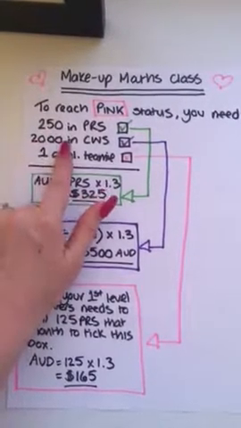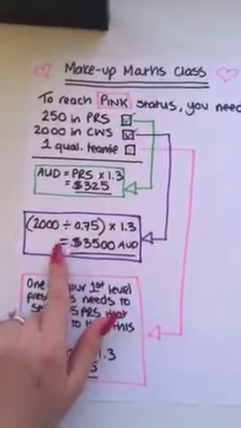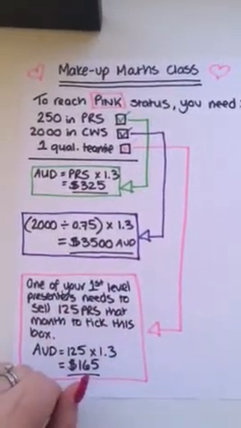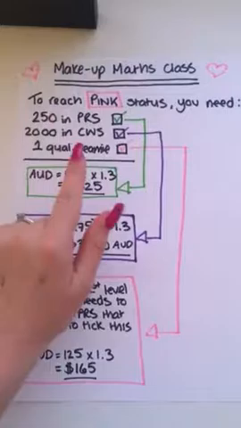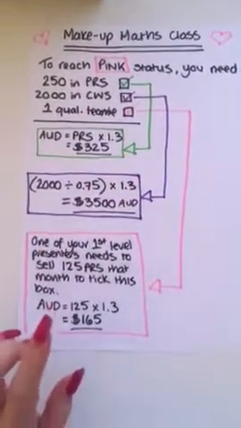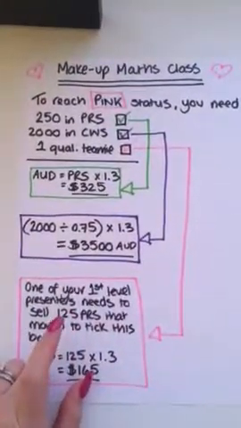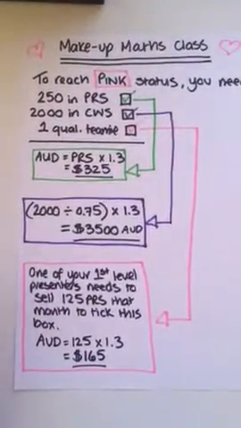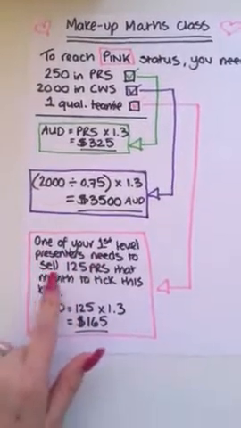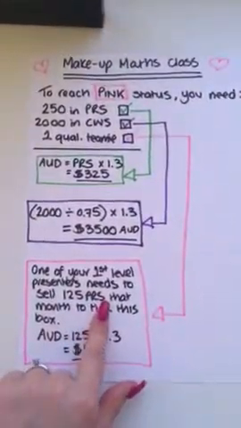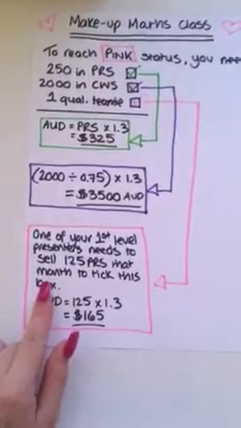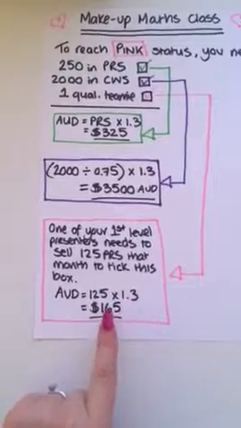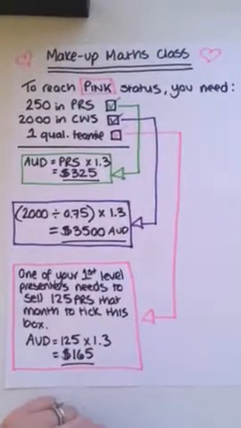For pink status, you need 2,000 in company sales. So you and your entire downline need 3,500 Australian dollars to tick that box, and you need one qualified team member. That's one of your first level presenters, so one of your personally sponsored, or someone who's rolled up to you if their sponsor left. One of your first level presenters needs to sell 125 PRS that month to tick that box. So in Australian dollars, you need to have at least one presenter who has sold 165 Australian dollars.